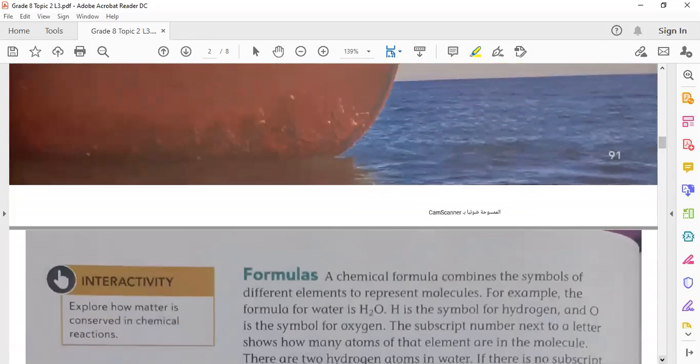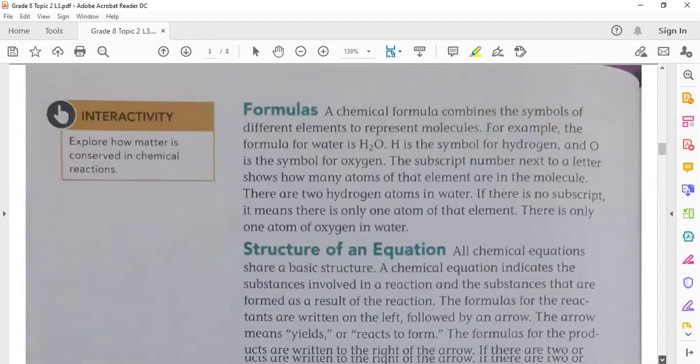Inshallah, this is an introduction. Of course, inshallah, you will understand the chemical equation and how to model it. Inshallah, you will find it easier. But just listen to me.